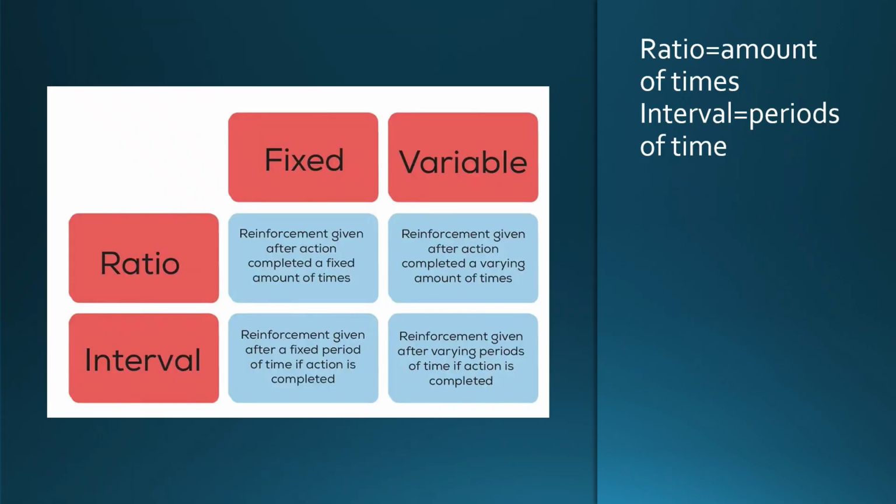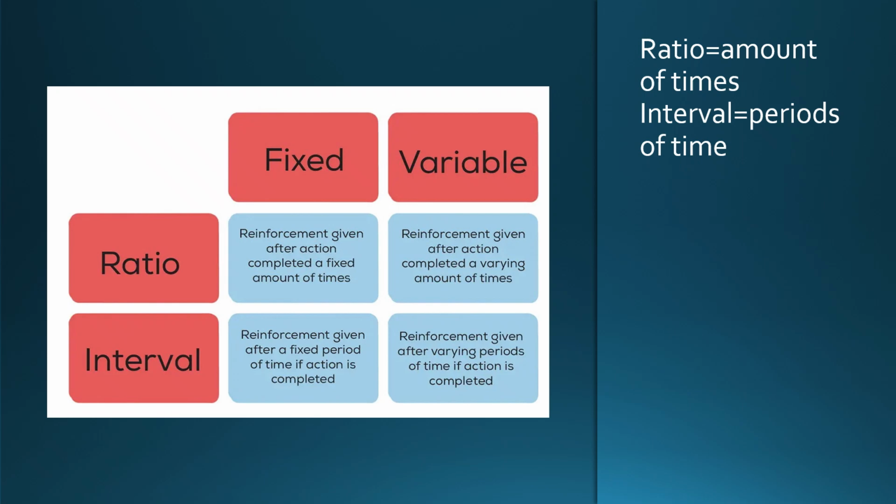So the ratio equals the amount of times you receive reinforcement. The interval equals the periods of time that you receive the reinforcement. So fixed ratio would be the reinforcement given after action is completed a fixed amount of times, a certain number of times. Fixed interval would be reinforcement given after a fixed period of time if the action is completed.